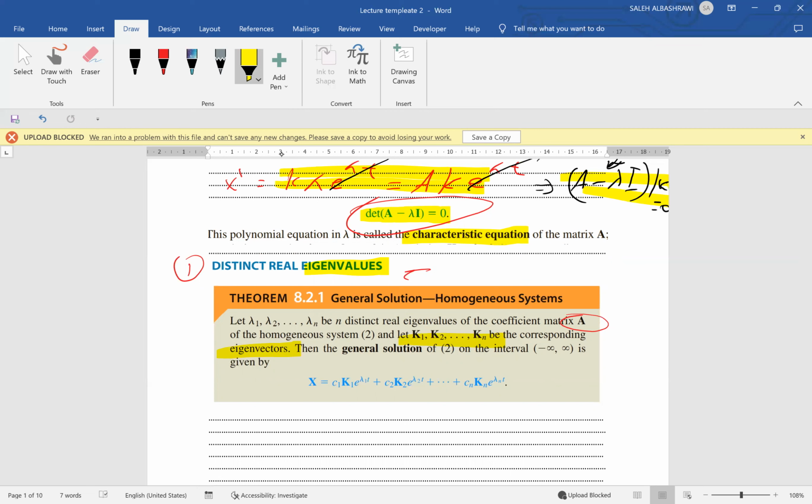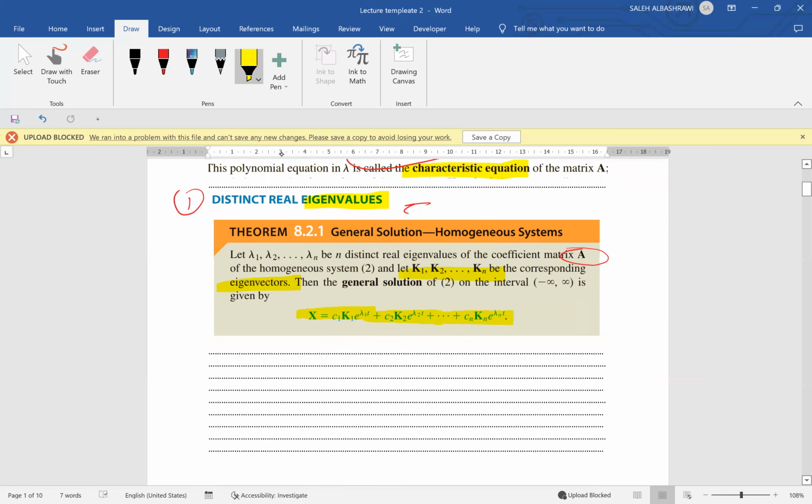Then if we have distinct real eigenvalues, the general solution for the system will be written as x equal to c1 k1 e to the power lambda 1 t plus c2 k sub 2 e to the power lambda 2 t, up to c sub n k sub n e to the power lambda sub n t. This will be the general solution for the given system.